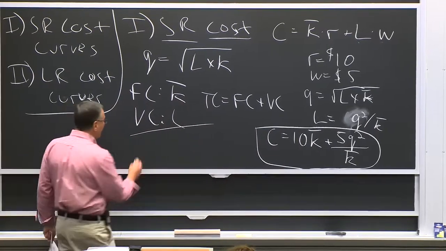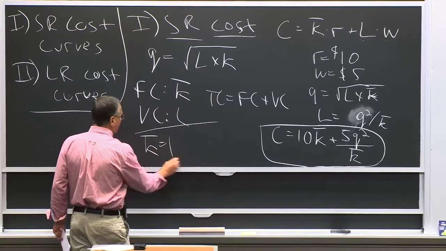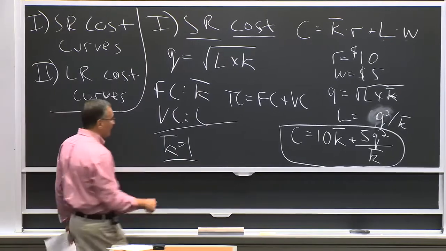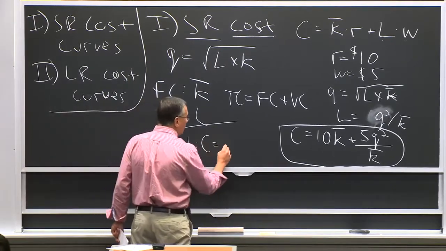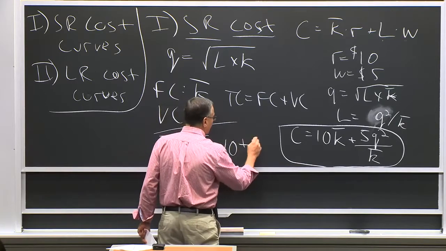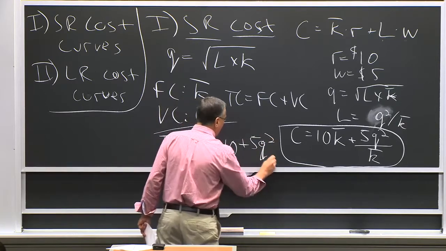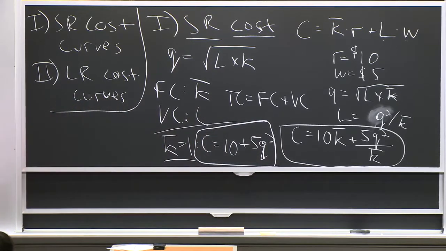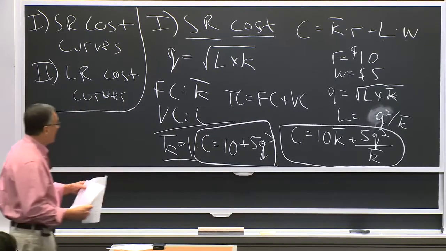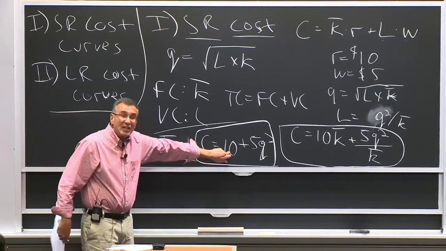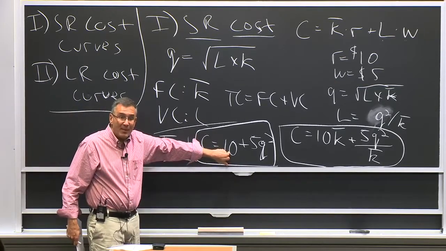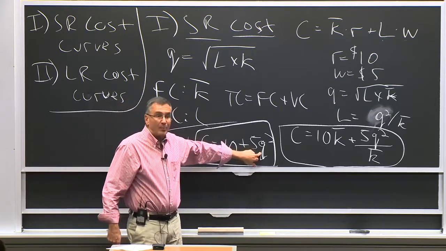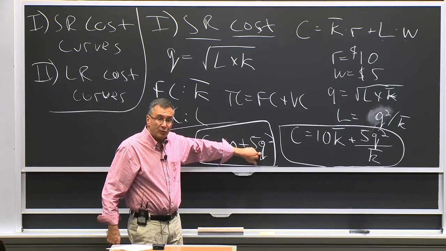So for example, let's imagine our short-run level of capital is 1. Let's imagine we have 1 unit of capital in the short run, just to make the math easy. Then that simply says that cost equals 10 plus 5Q squared. And that's our cost function. We've just derived the short-run cost function. 10 is the fixed cost component. That doesn't vary with the amount you produce, so there's no Q part of this. 5Q squared is the variable component. That varies with how much you produce.